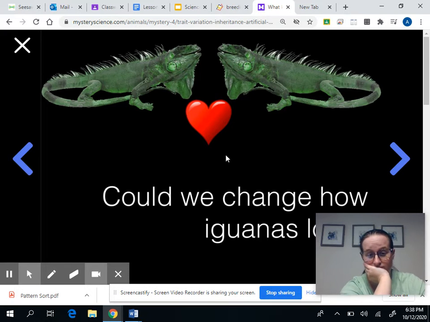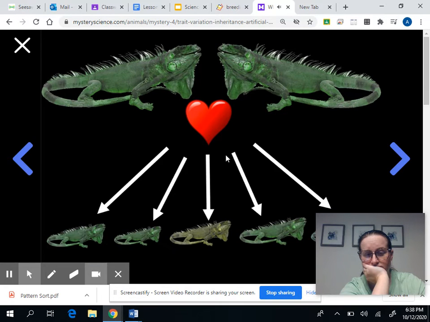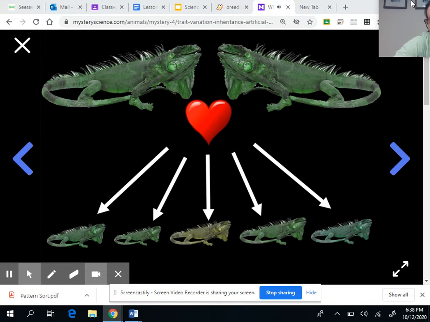Let's see. I mean, all iguanas look pretty much exactly the same, right? They're green, they got scales, they got spikes, but they really don't all look exactly the same. There are always small differences between each one. Say, for example, that these two iguanas had babies. What you'd notice is that, for the most part, all the babies look like their parents. They're all green, they have spikes on their back, they all have nice long tails. But they're not all exactly the same.